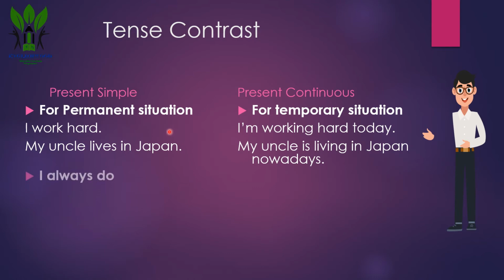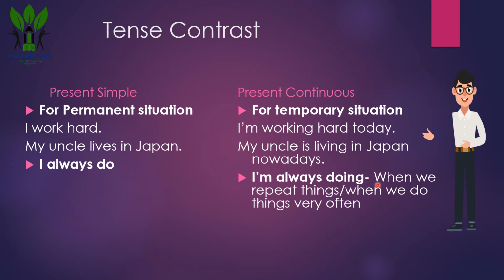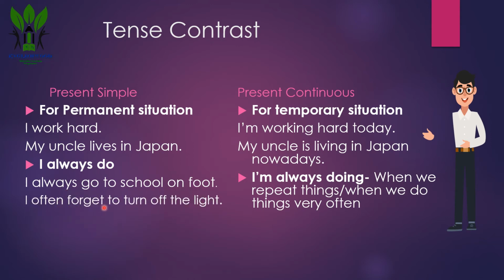I always do, I'm always doing. When we repeat things very often, at that time we use I'm always doing. For example, I always go to school on foot. I often forget to turn off the light. This is the thing which you always do. Whereas I have lost my purse. I'm always losing things. This is the thing which you do very often.